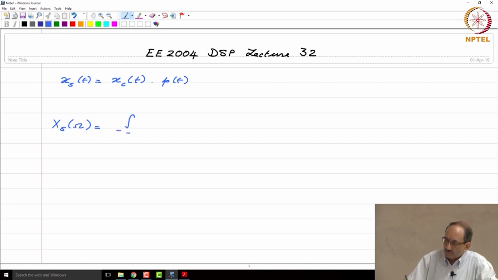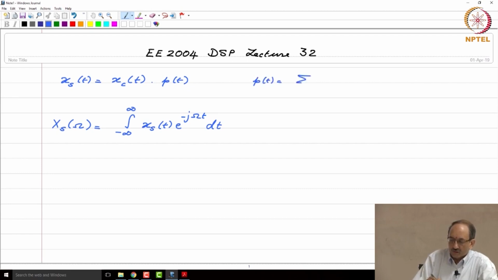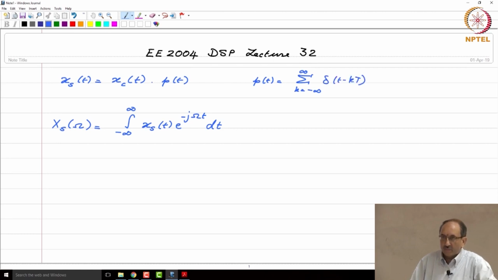And then we were looking at the continuous time Fourier transform of the impulse train sampled signal. Therefore, this is between minus infinity to plus infinity xs of t e to the minus j omega t dt, and p of t of course is the impulse train. So, this is k going from minus infinity to plus infinity, delta of t minus k cap t is the impulse train, cap t is the sampling period, 1 over t is called as fs, and this is the sampling frequency.